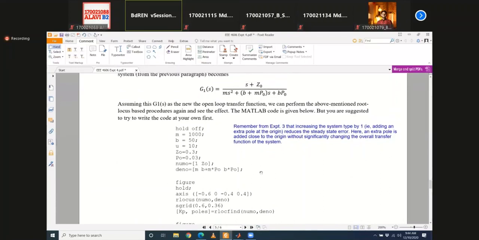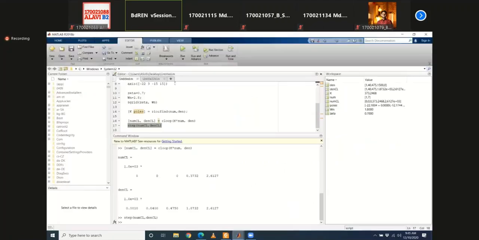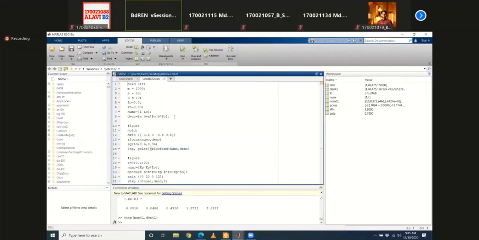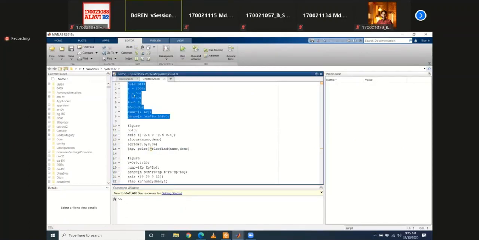Okay, so now let's verify whether this actually works or not. So we have obtained this one by inserting the lag controller. So let's run up to this part. We have the new numerator and denominator represented by this. So I think this is this code. So up to this part, let's run.